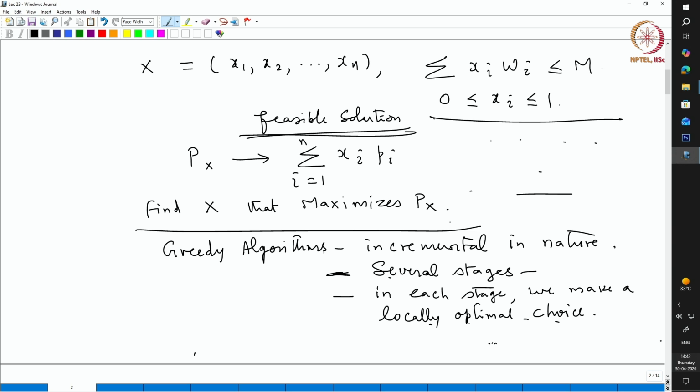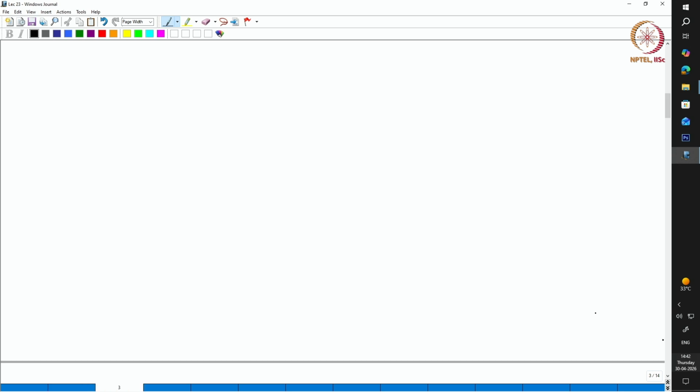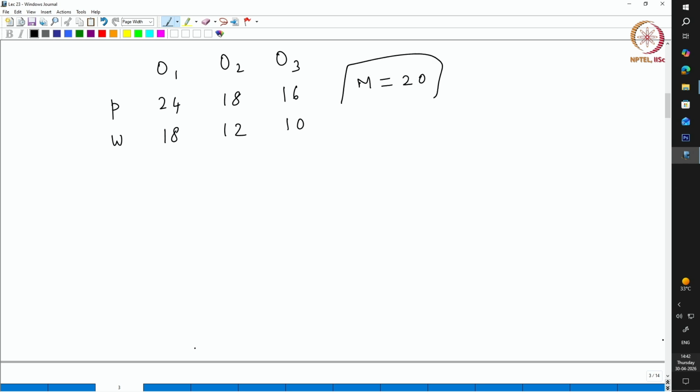Okay. So, here consider the following example. We have O1 yielding a profit of 24 and weighing 18, and O2 yielding a profit of 18 weighing 12 per unit, O3 yielding a profit of 16 weighing 10, and the capacity M let us assume to be 20.